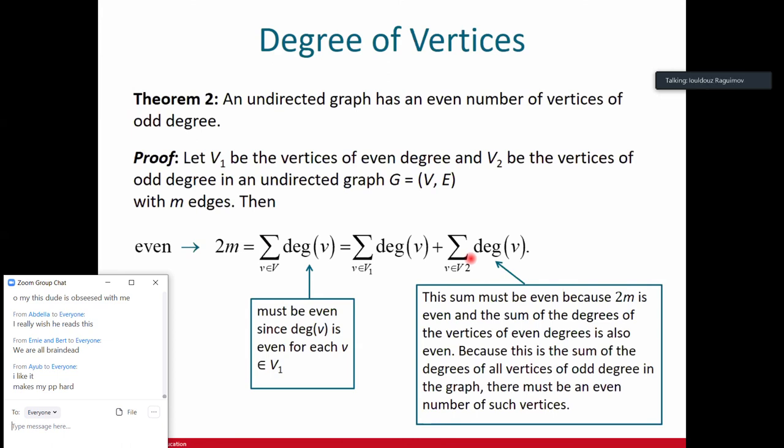Then V1 consists of all vertices of even degree. If I add any finite number of even numbers, I always get an even number, right? Look at the third one, this guy. V2 is all the vertices of odd degrees, right? We are adding odd integers, right? It must be an even number.